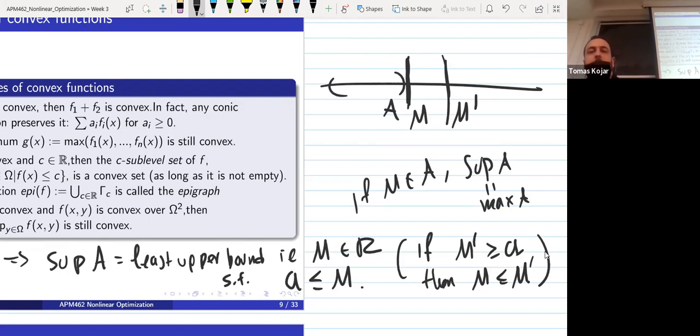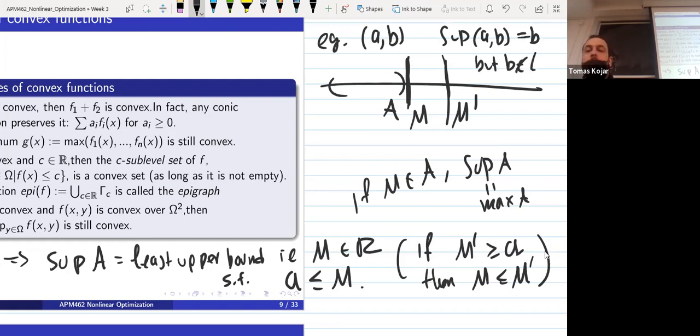So for example, the set (a, b), the supremum of (a, b) will be what? B. But B is not in the set. Right? Is that okay? Yes.